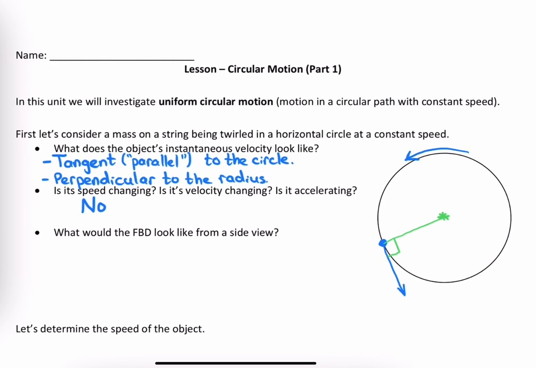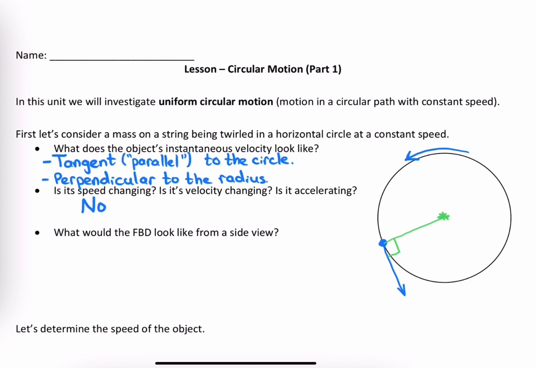Is its velocity changing? Well, the answer to this one is yes. And remember, speed and velocity are similar, but they are different. Speed is a scalar, whereas velocity is a vector. So if we say this object was traveling at 3 meters per second, then that means up here it's going 3 meters per second, and down here it's going 3 meters per second, and over here it's going 3 meters per second, and around this side it's going 3 meters per second. So you can see the speed is always the same.